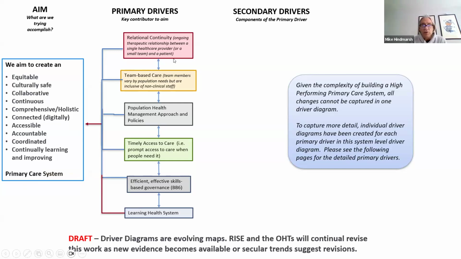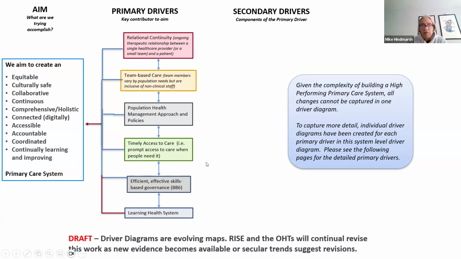So we talk about relational continuity, and that's how do we make sure that patients are attached to a primary care provider in a meaningful way where there's a continuous healing relationship. We talk about team-based care, where we need to make sure that everyone is working to their scope of practice and using population-based care to drive the clinical care of patients. That population health management approach has policies, and we need to recognize that there's work that needs to be done to make primary care population-based oriented.